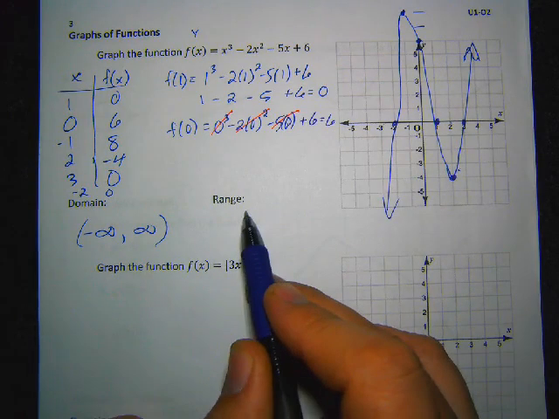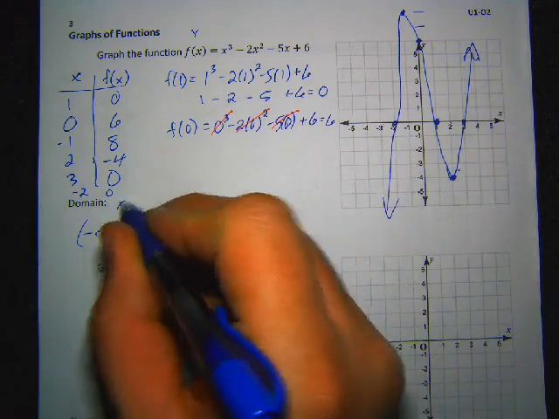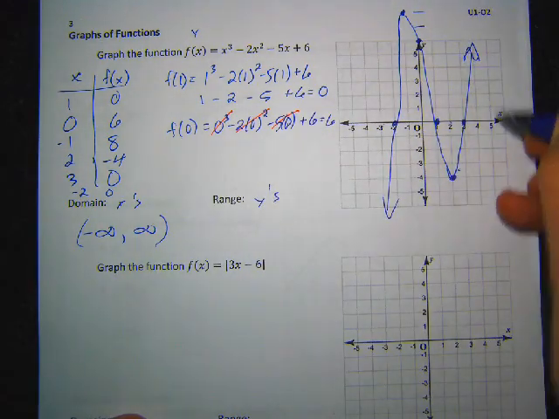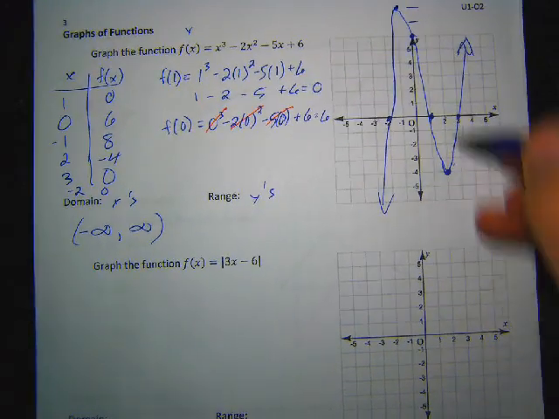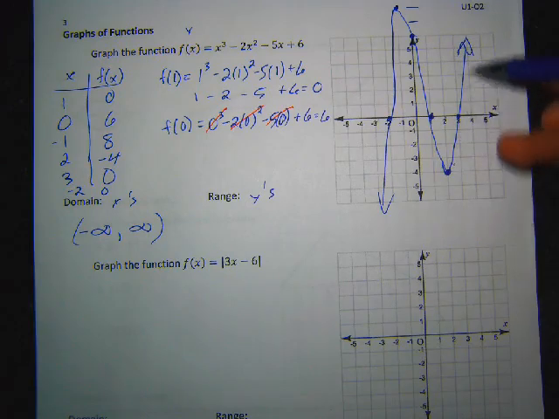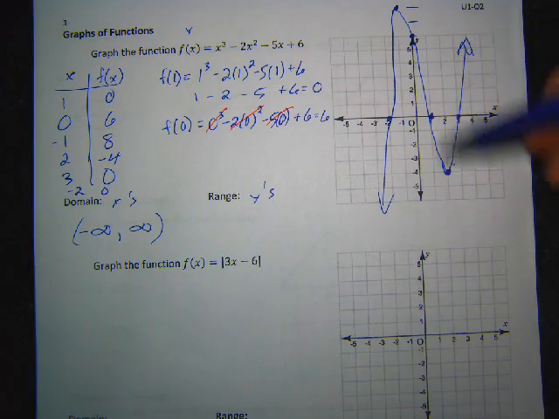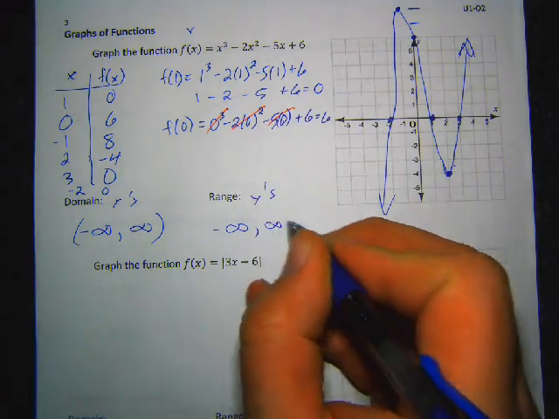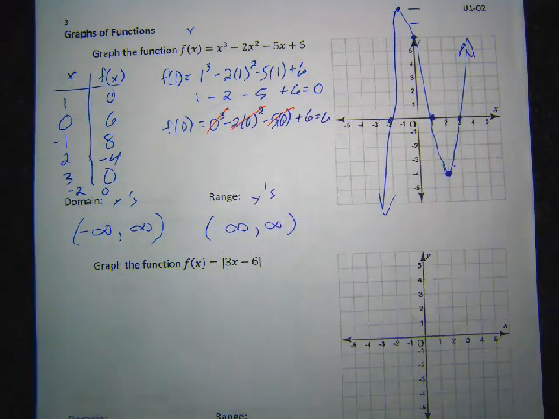Range will do the same thing, but now we're going to go up and down. So this was our x's. This will be our y's. Again, xy graph. So x's are horizontal, y's are vertical. So now we're thinking up and down. How far does it reach up and down? Well, you can see this arrow is going down forever. This arrow is going up forever. So this reaches up and down forever. So the range for this one is also negative infinity to infinity. A lot of functions will have that. That's very common with functions.